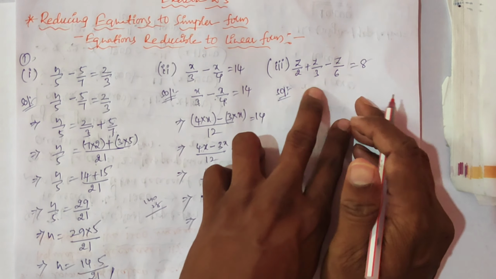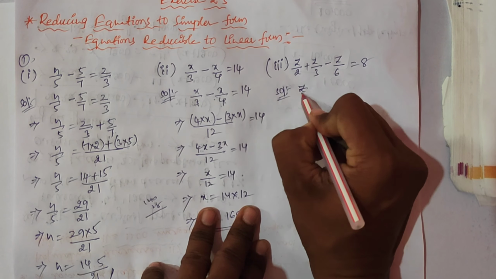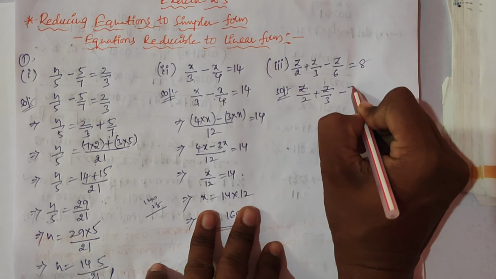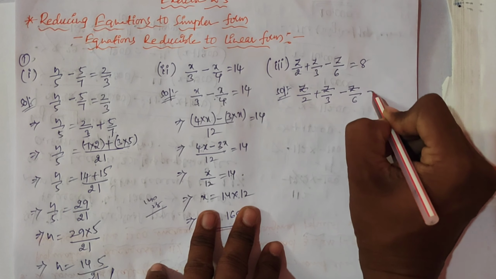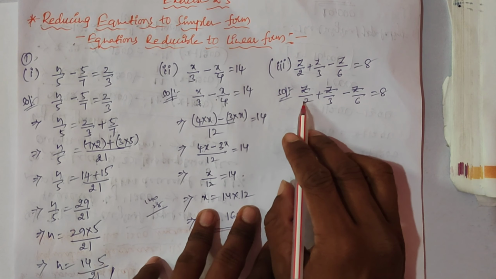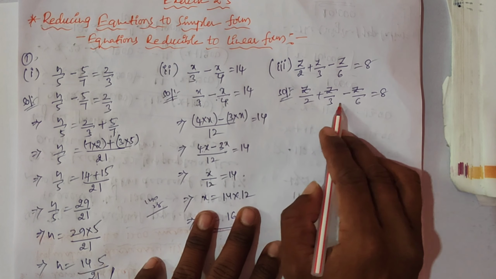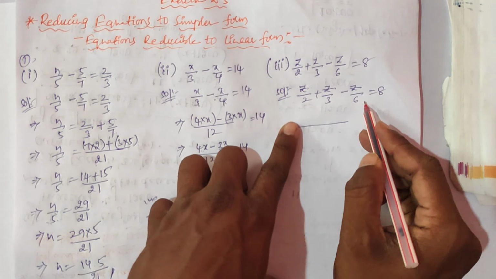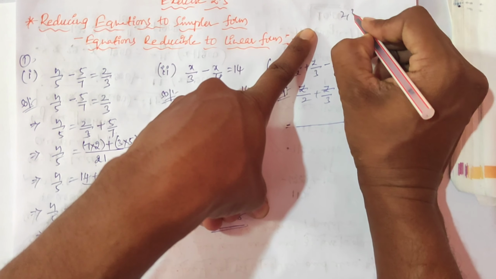Three variables are given, right? So what is given here? Z by 2 plus z by 3 minus z by 6 is equal to 8. First, we have to consider the LCM of the denominators. This is equal to LCM of 2, 3, 6. Right, we know 2, 3, 6.